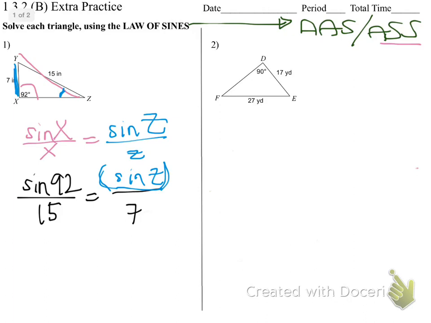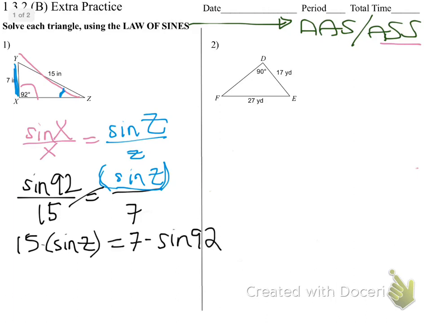So we're going to have 15 times sine of z, and it's smart to write the 15 first, equals 7 times sine of 92. Now, why is it smart to write the 7 first? Because if you write it like sine of 92 times 7, you might think it's sine of 927, or you might accidentally do 92 times 7 first, and that's not what you want to do. We did not mean sine of 92 times 7. You want to do 92, sine that, and then multiply that sine ratio by 7. So just be careful to write the 7 first for your own good.